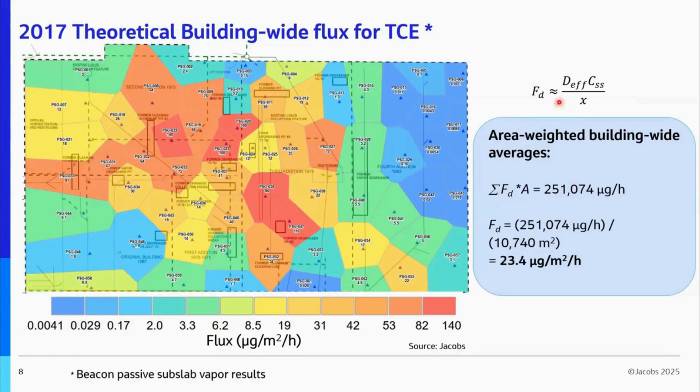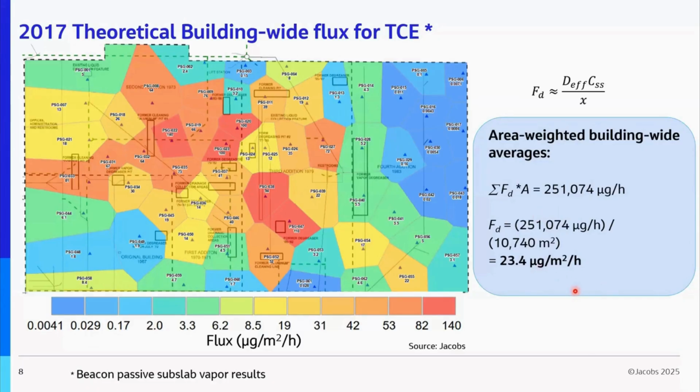And when we do that, using that simplified Fick's law, we got about 250,000 micrograms per hour flux into this building slab based on that robust subslab data set. So that seems like a pretty big number, 250,000 micrograms per hour, when we measure things in micrograms per cubic meter, usually in indoor air. So we'll see how that comes out later in the presentation.